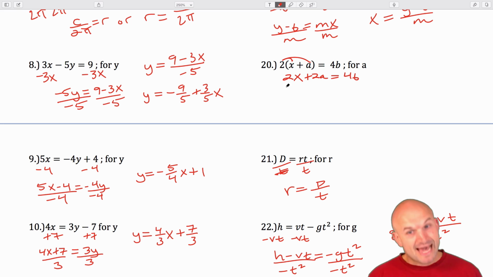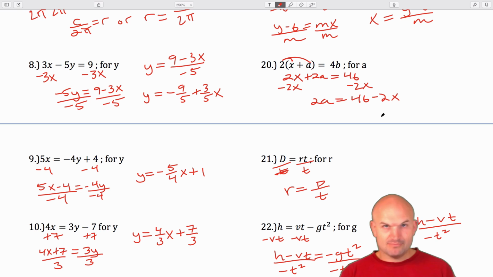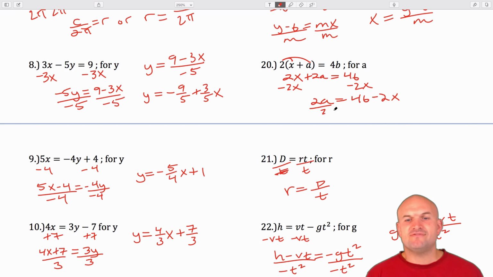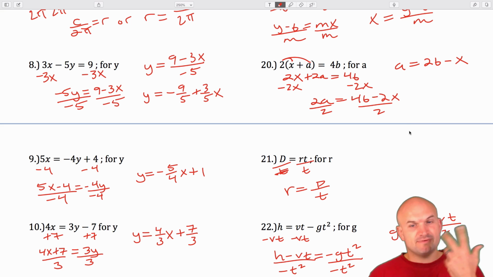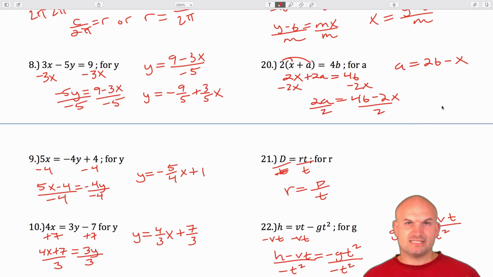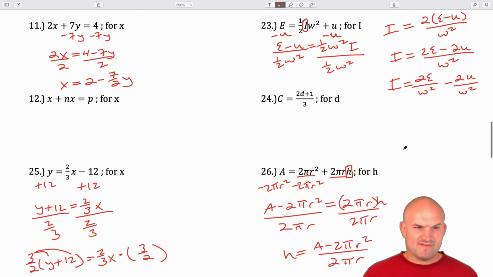All right, so now I just need to subtract that 2x to the other side. 2a is equal to 4b minus 2x. And now I can't combine those, right? They're not like terms. And now I can divide by that 2. So therefore, a is going to equal 2b minus x. Okay, so just remember, if you have parentheses, you have to distribute to get rid of them. And that's going to come up again in a little bit more advanced problems.